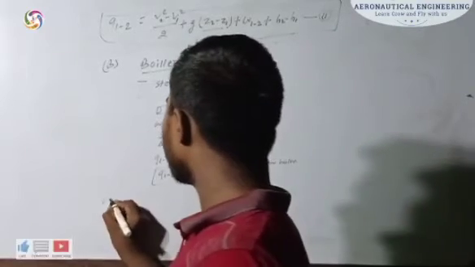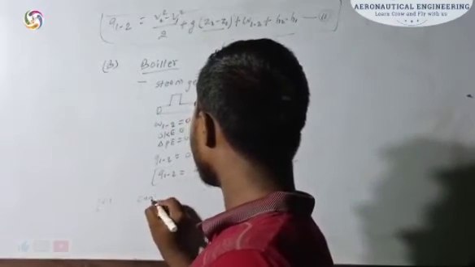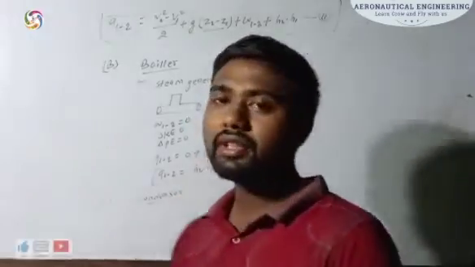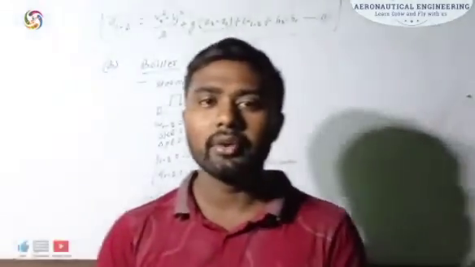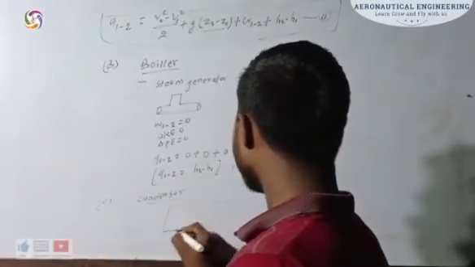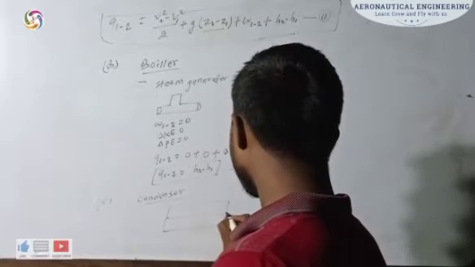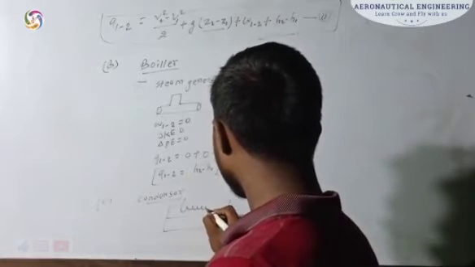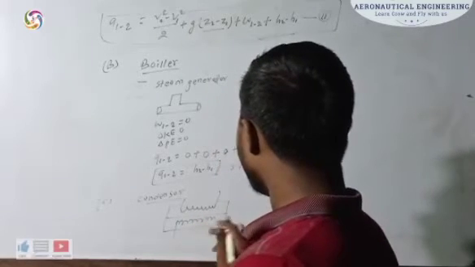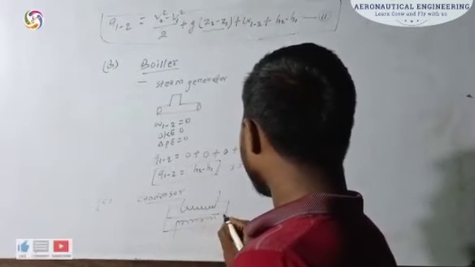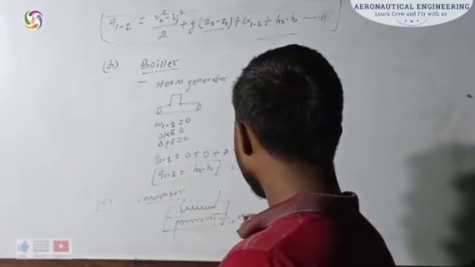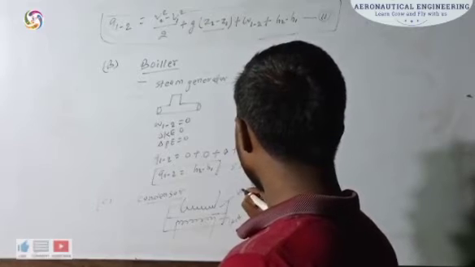Now the third application is for condenser. So generally condenser condense the liquid. So see, if this one is a condenser, in the downward there is a cold fluid, in the upper portion there is a hot fluid.